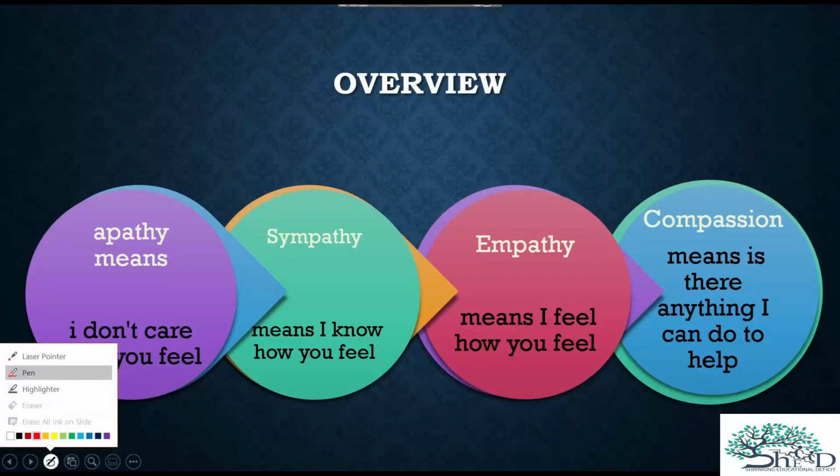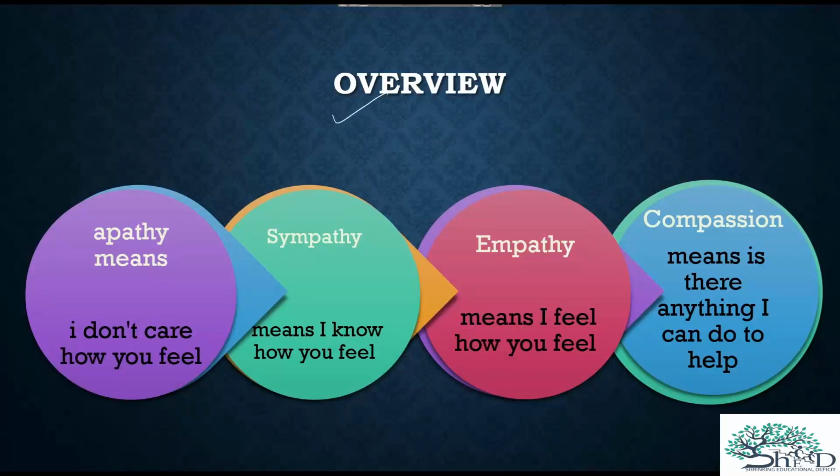So let's take an overview. Apathy means you don't care. Okay, you don't care what somebody else feels, as simple as that. Sympathy means you know how somebody is feeling, but you cannot actually feel it. You can think that feeling in the mind, that somebody might be sad or happy. It is not difficult to imagine, right? So you are imagining here. In empathy, you actually feel that sadness and happiness of the other person.